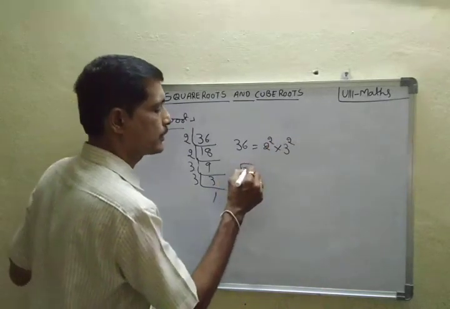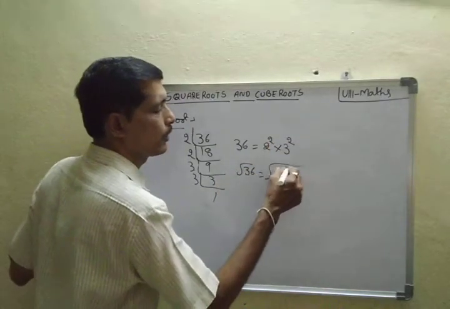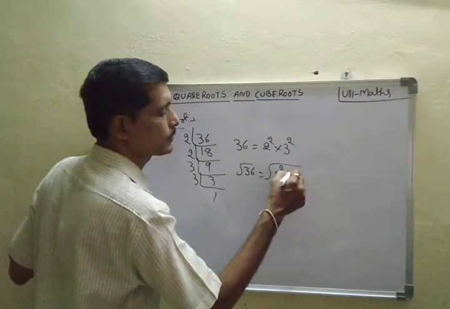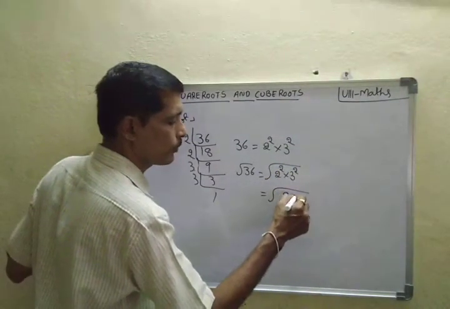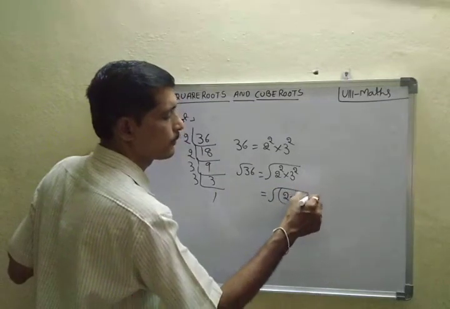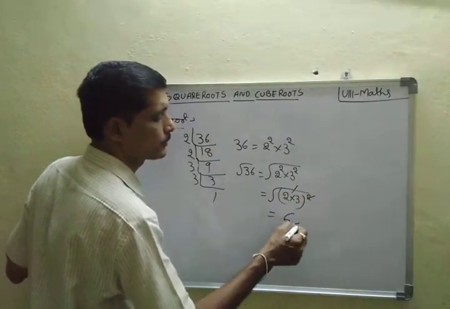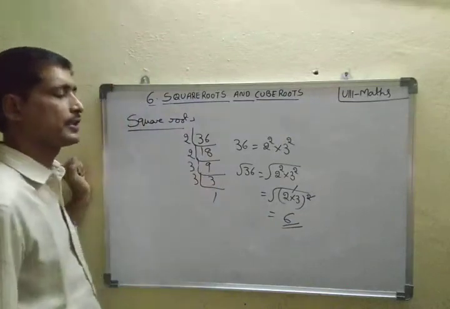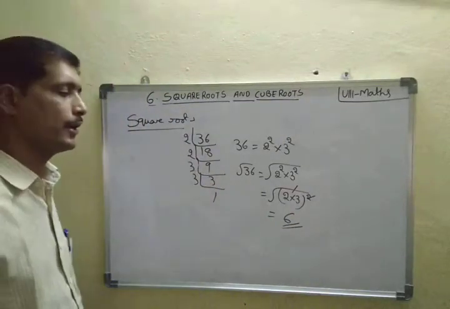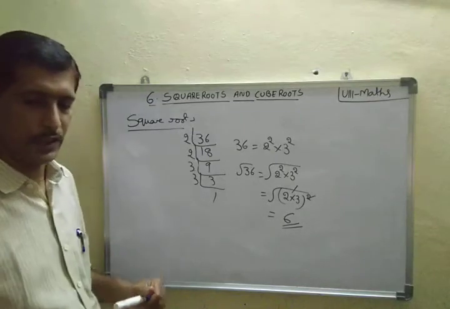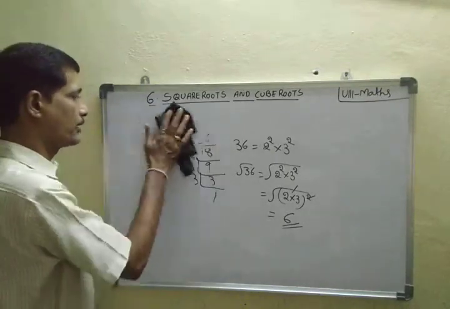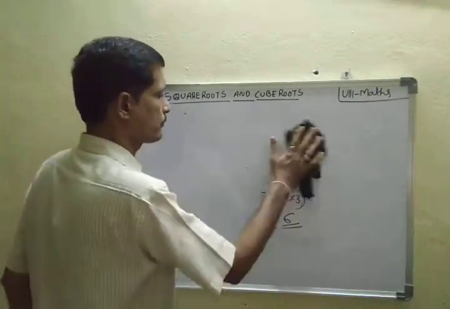Here root 36, therefore root of 2 square into 3 square. Here both are squares, therefore 2 into 3 whole square, that equal to, both get cancelled, that equals 6. Therefore, square root of 36 equals 6. The next one is the division method, next repeated subtraction. Okay, exercise 1 now starts.